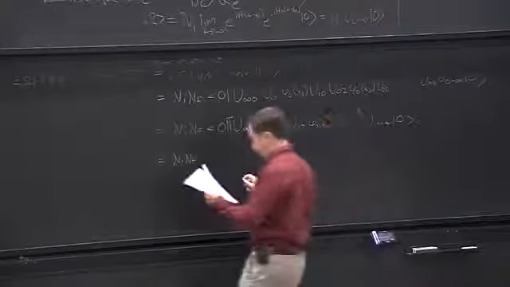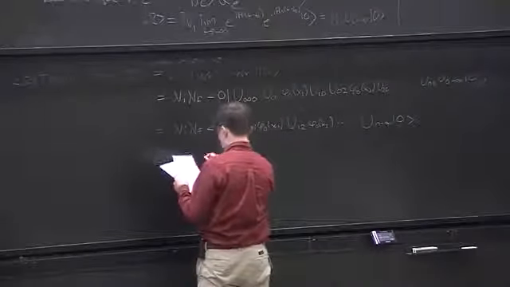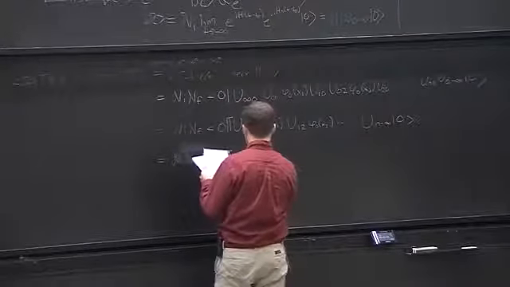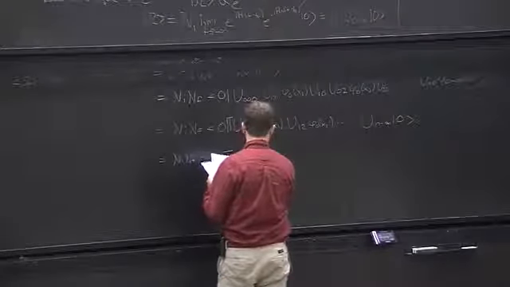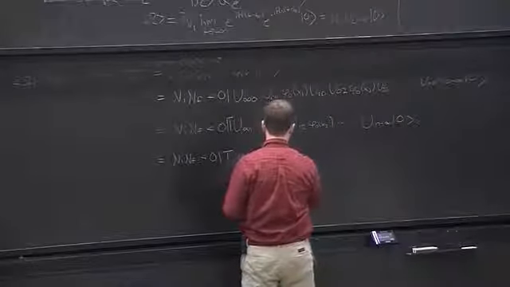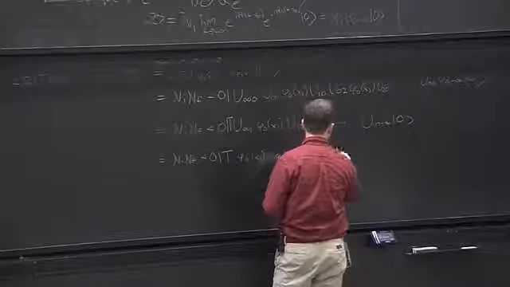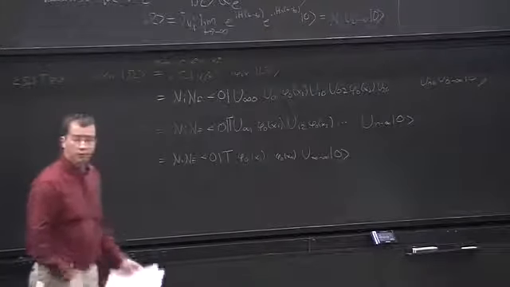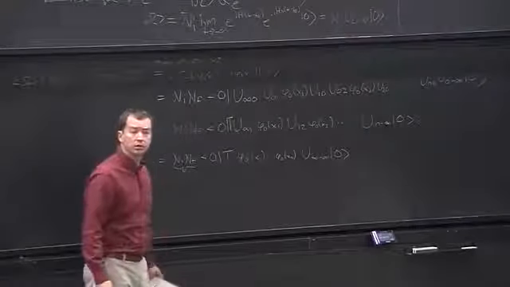until all we're left with is the time ordered product of φ₀(x₁) up to φ₀(xₙ) U(∞, −∞), 0. So we're almost done. The only thing left to determine is this normalization factor.